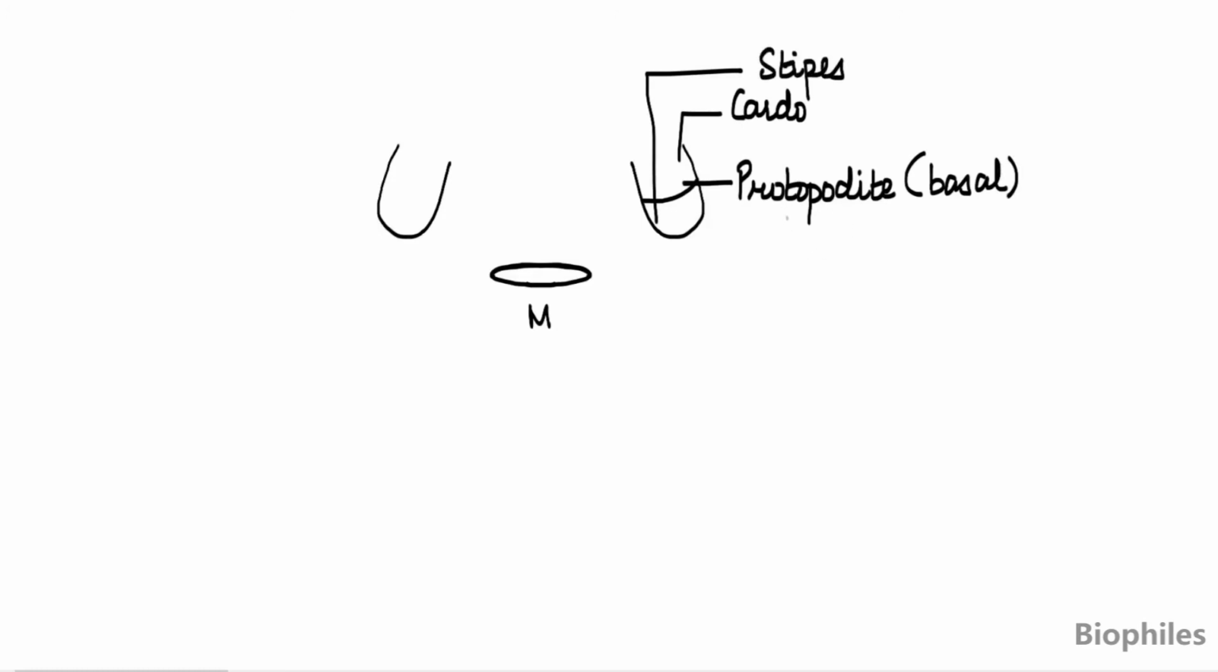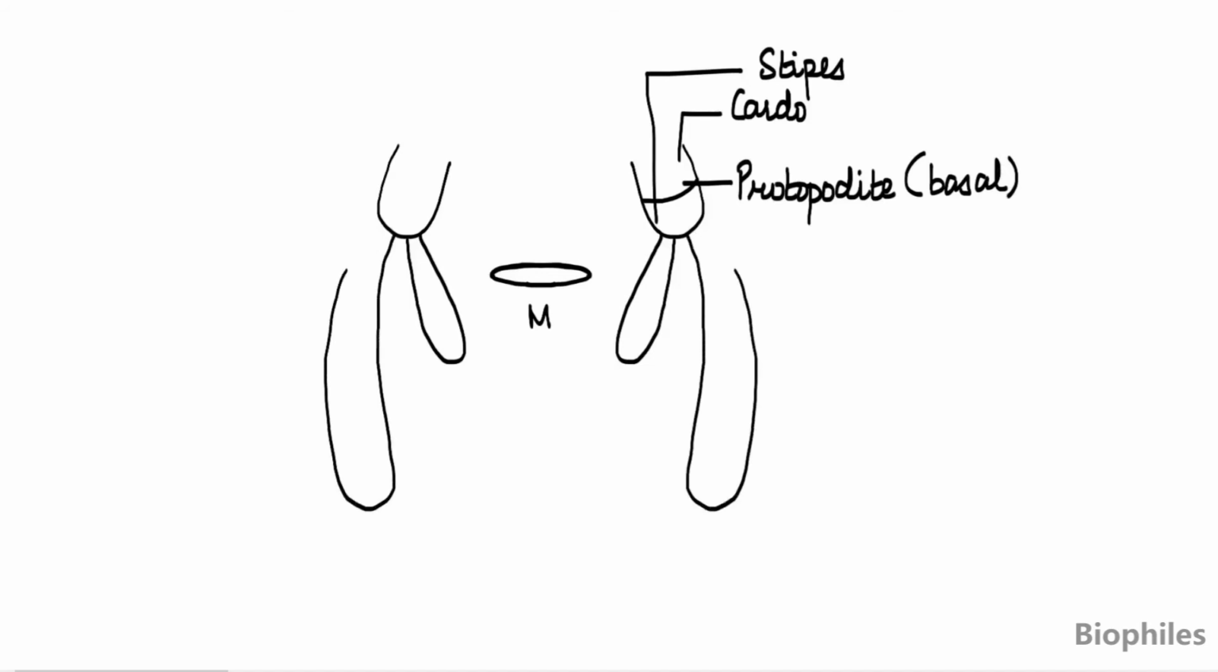Okay. Now from this Protopodite, two branches will emerge. These two branches are the one towards the mouth on the inner side is called the endopodite, whereas the one towards the outer side of the mouth will be called the exopodite. So the outer one is exopodite and the inner one is called endopodite.